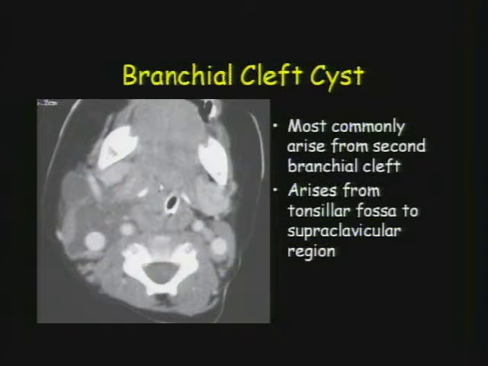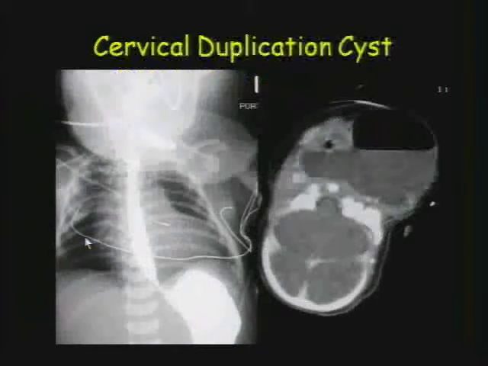Here's an example of a branchial cleft cyst, which arises most commonly from the second branchial cleft. And can arise anywhere from the tonsillar fossa to the supraclavicular region. One of the classic things branchial cleft cysts will do is insinuate themselves between the carotid and the jugular.